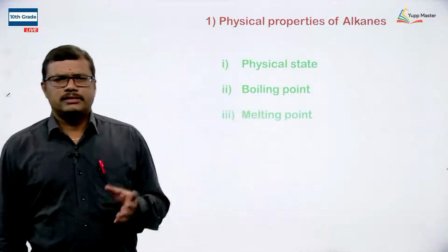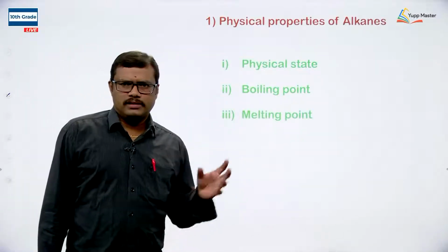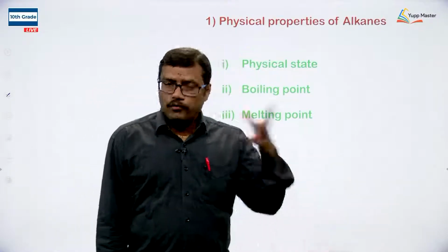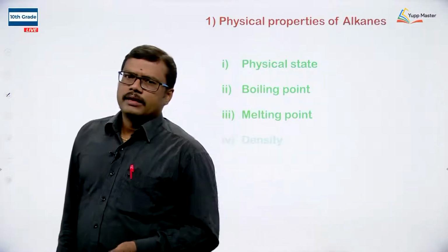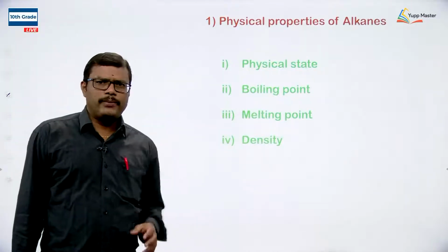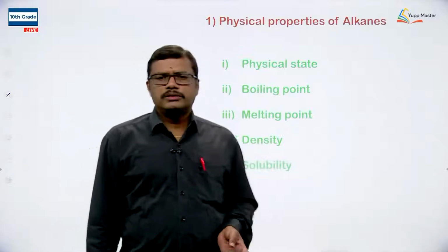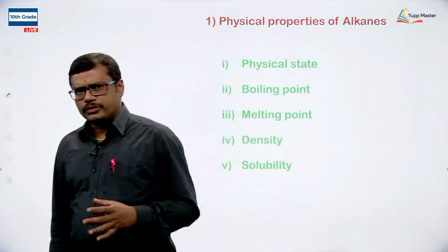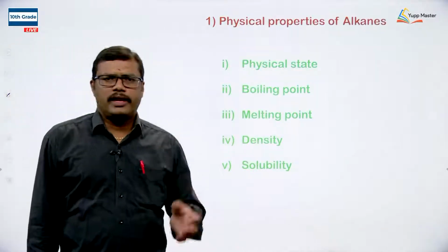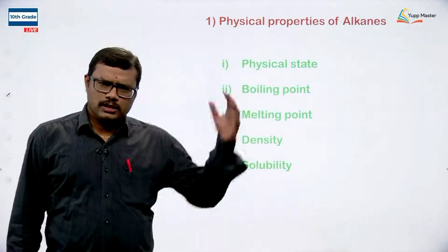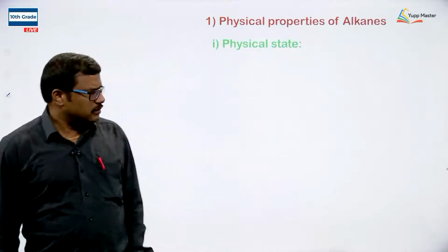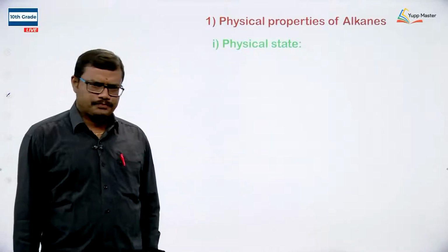Similarly, melting points. How can the melting points be seen for the alkanes, as a physical property of alkanes, and how are we going to compare them? And then how the density is going to vary in the case of alkanes, how we are going to compare the density. And also the solubility, how we are going to use the alkanes as solvents. What is the solubility that we can expect from the alkanes? So, all these 5 physical properties we are going to discuss in today's class. Okay.